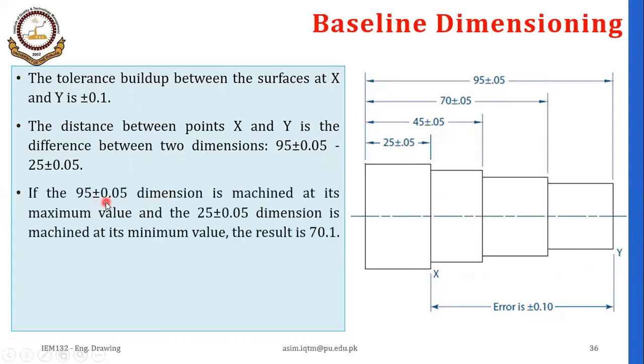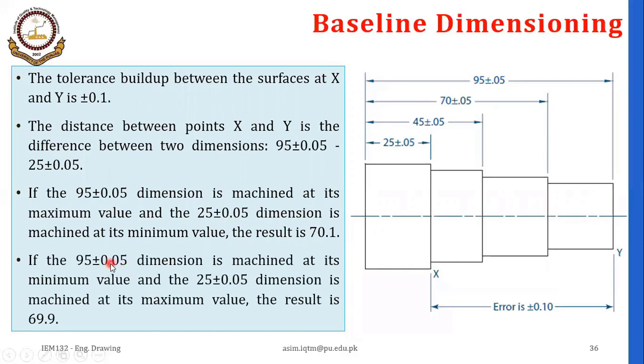If the 95 plus minus 0.05 dimension is machined at the maximum value and the 25 plus minus 0.05 dimension is machined at its minimum value, then the result is 70.1. And if this dimension is machined at the minimum value and this dimension is machined at the maximum value, then the result will be 69.9.